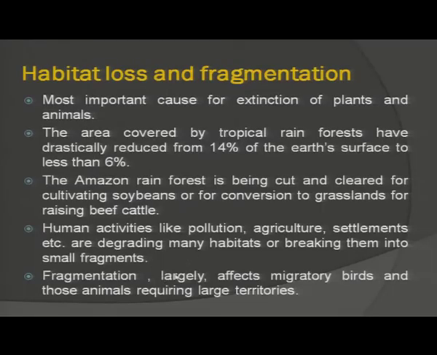This fragmentation is particularly detrimental to organisms which are migratory in habit, migratory birds, and those animals which require large territories. For example, the top carnivores like tigers and lions require a large area, and if the area is divided into smaller areas and used for some other purposes, they will suffer.